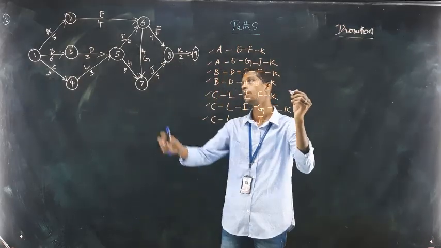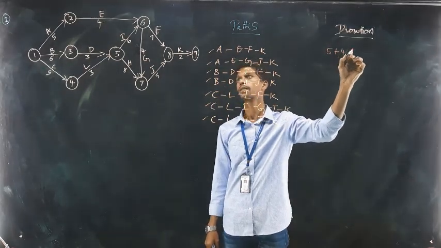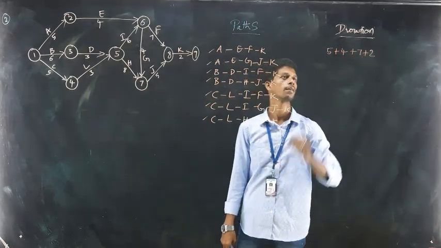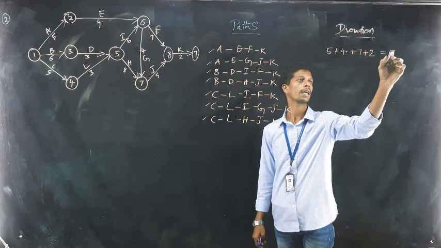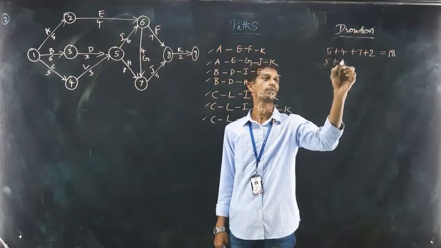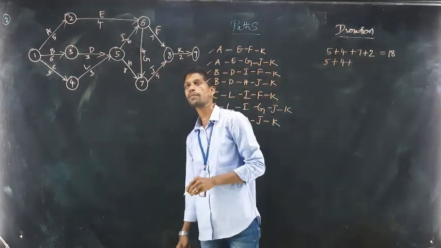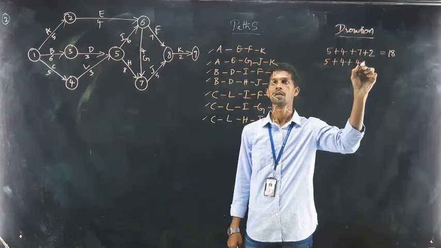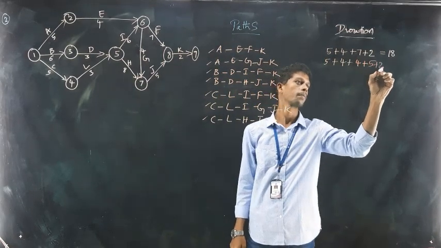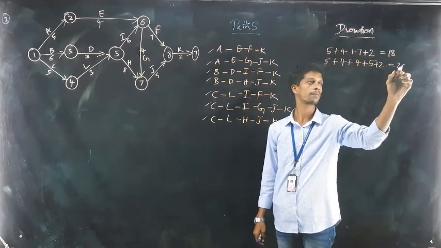Okay, calculate the durations. So A carries 5, E 4 days, plus F 7 days, plus K 2 days. How much? So it is 18. Okay, next, the second path: 5 plus 4. So E value is 4. And what about G here? G carries 4 days. Next J and K. J 5 days, K 2 days. So how much is it? 5 plus 4, 9, 18, 20 days.